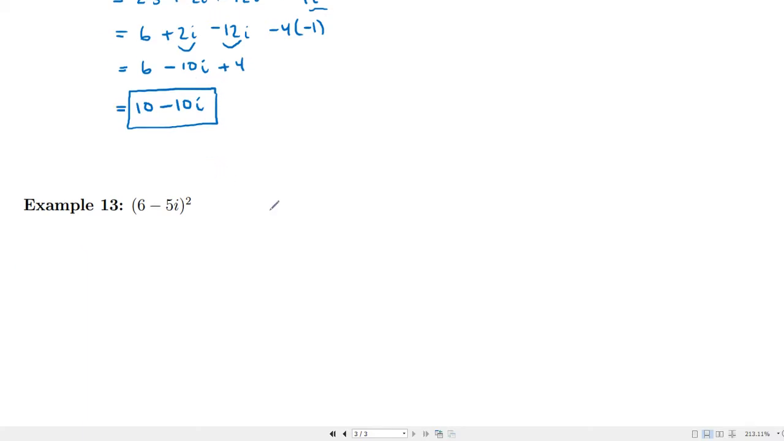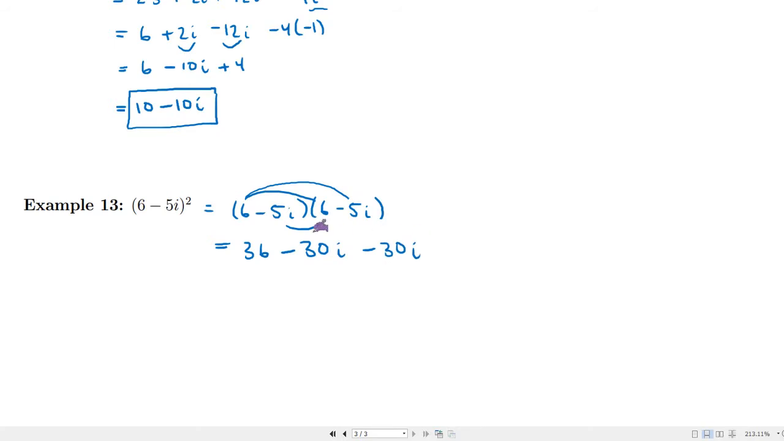In the next example, we are squaring this binomial term, so let's rewrite it. 6 minus 5i. And let's FOIL. So 6 times 6, 36. 6 times minus 5i is minus 30i. And then another minus 30i. And then plus, minus minus is plus, 25i squared.